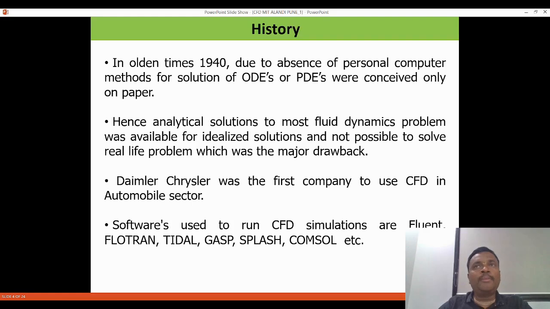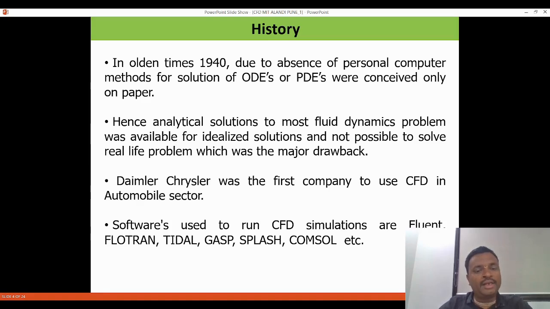Now talking about the history, CFD is a very advanced technique nowadays in industry as well as in research centers. But this technology came into existence in older times, around 1940, when there were no computers to solve ODEs and PDEs. People used to solve these ordinary differential equations and partial differential equations on a piece of paper, so it was very difficult. The process was very lengthy, took a lot of time and was not reliable either.